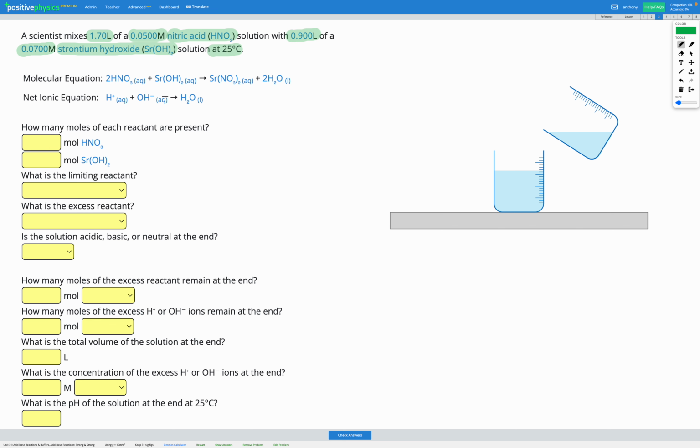However, if we have an excess of our acid, our solution is going to be acidic in the end. If we have an excess of our base, our solution is going to be basic in the end. So firstly, we need to figure out how many moles of each reactant are present so we can figure out which is the excess reactant. To do that, we're going to need to use our molarity equation. Let's head to the reference sheet.